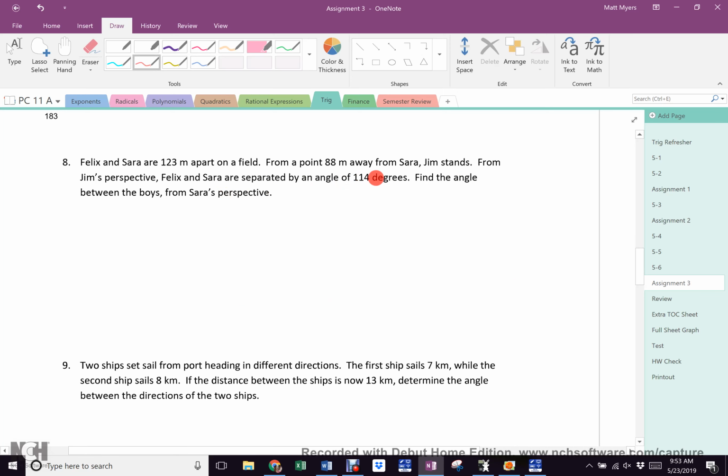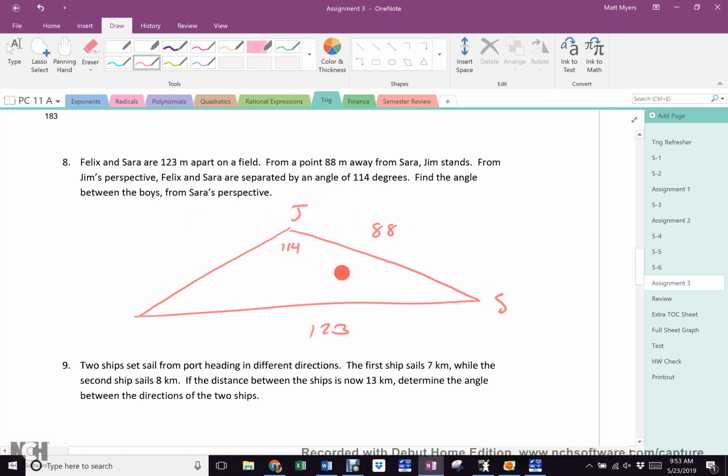Sarah and Felix are separated by 114, so Jim should be up here where the big angle is, right? And then Jim is 88 from Sarah. There's Sarah. And Sarah and Felix are 123. That's a better real-life drawing. But would it have mattered? Of course not, because you know that the biggest angles cross from the biggest side. Doesn't matter how you draw it, right?